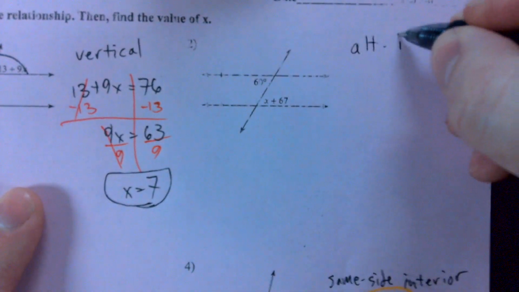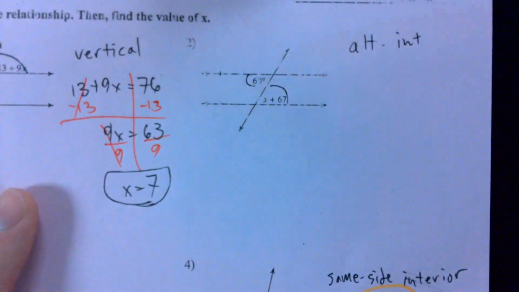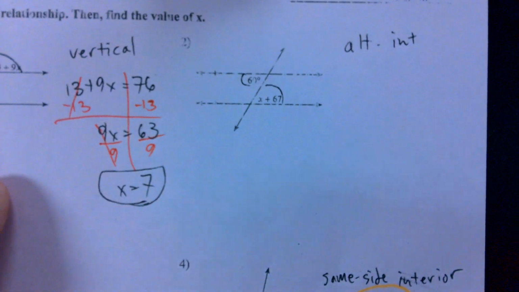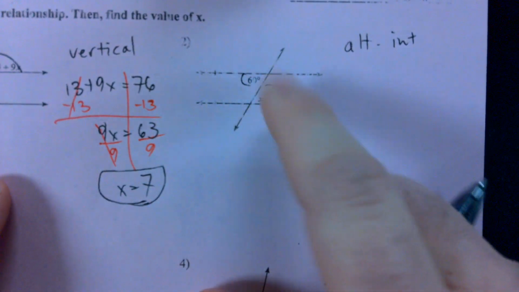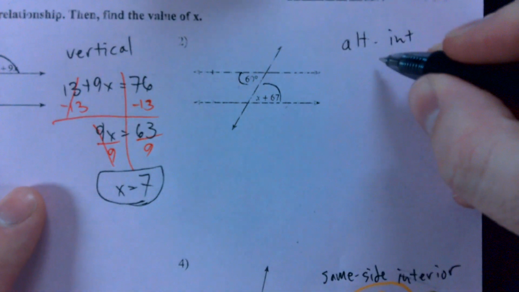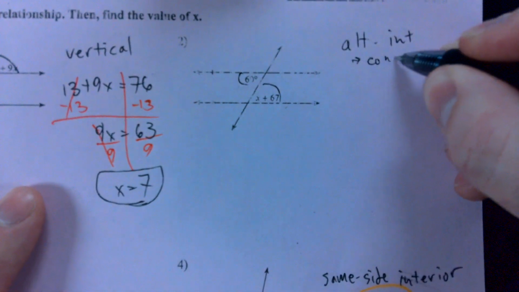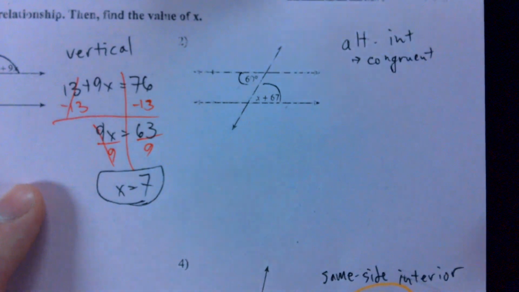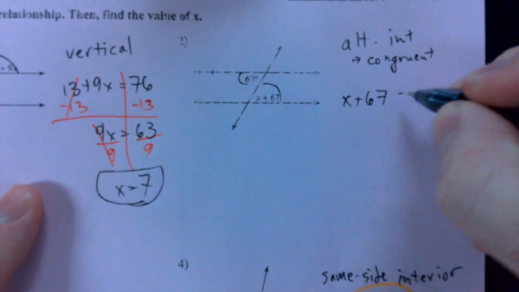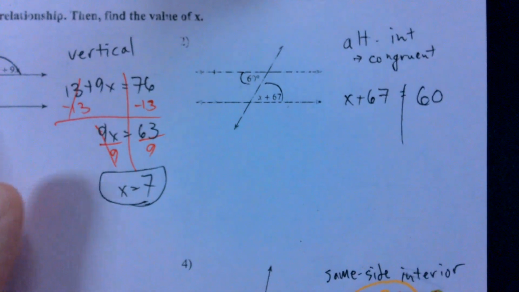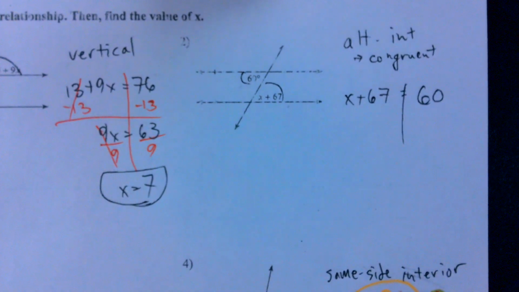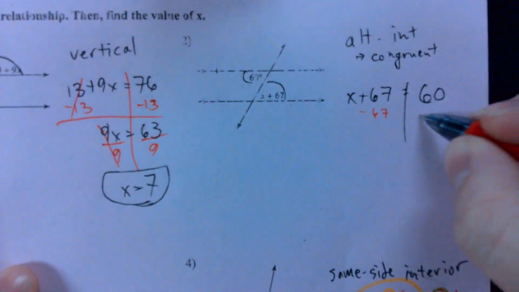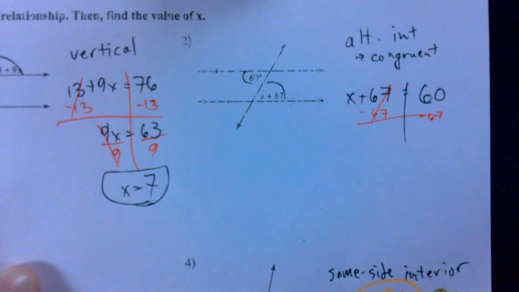Alternate interior, right? We see that they're both on the inside of our parallel lines, and they're on alternate sides of the transversal. Alternate interior angles are congruent. So we can set x plus 67 equal to 60 and solve for x. Right? 9 times out of 10 on this worksheet, all you need to do is set both expressions equal to each other. Now we can subtract 67 from both sides, giving us x equals what?